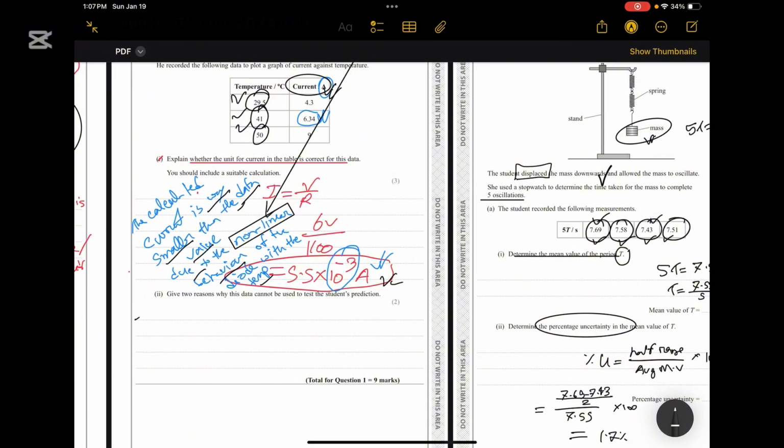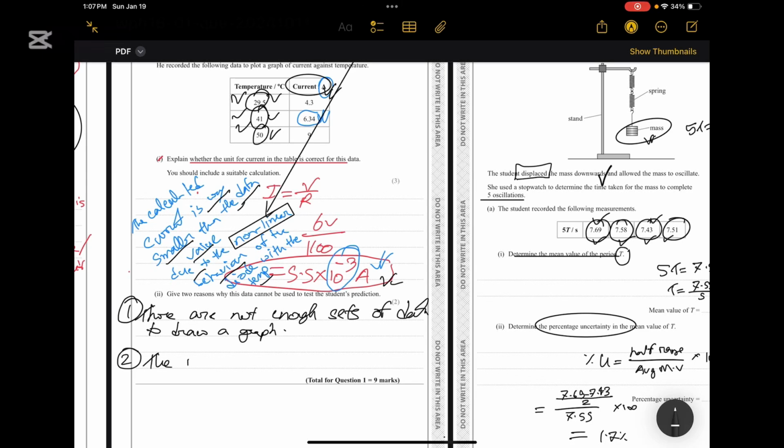We can say there are not enough sets of data to draw a graph. This is our first point. The second point will be the variation of temperature. The way he varied the temperature was really small. The variation should have been bigger. The range of temperature is too small.